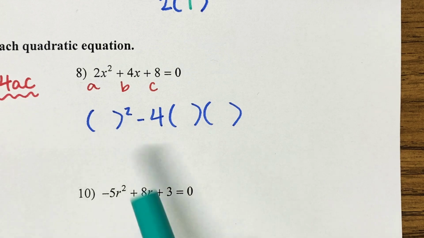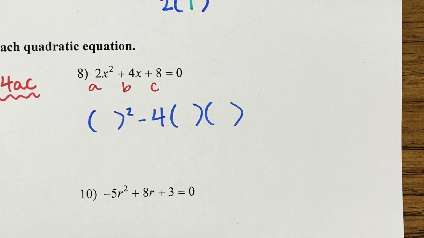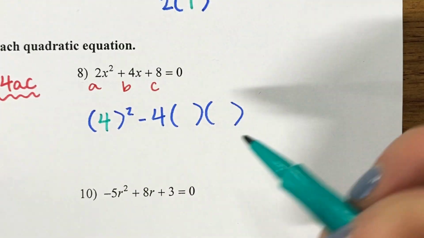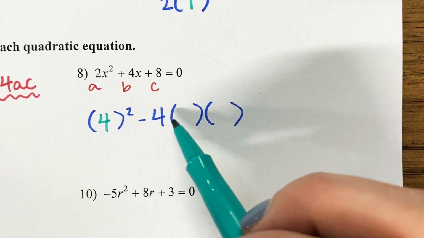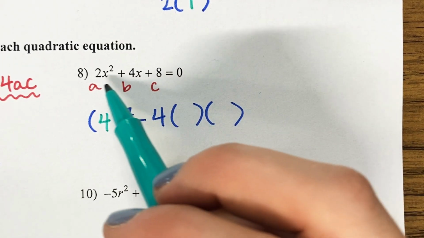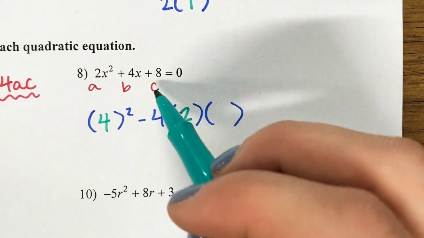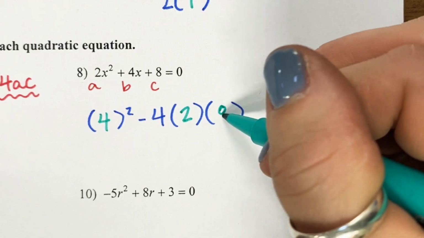So my first space is my B squared. What is my B? It's going to be 4, minus 4 times A. What is my A? 2. And what is my C? 8.